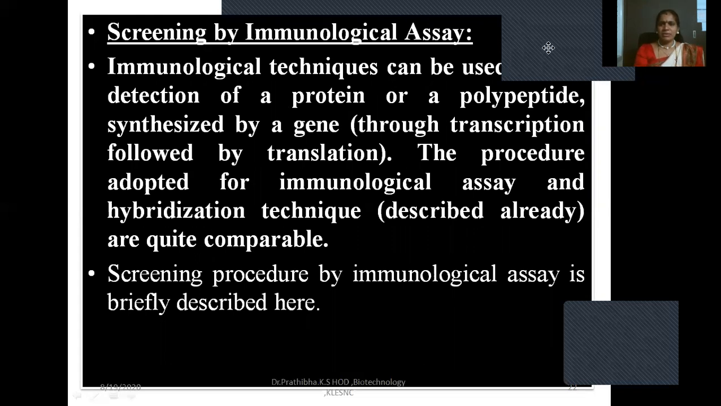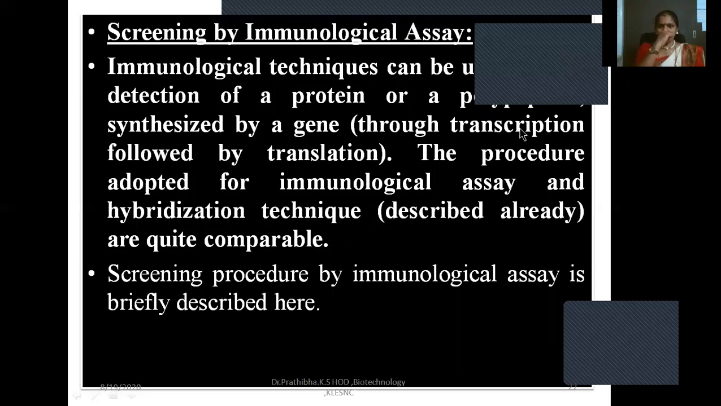Immunological techniques can be used for the detection of a protein or a polypeptide synthesized by a gene, that is through transcription followed by translation. Transcription is the process of formation of the mRNA molecule, and that mRNA molecule will further go through the process of translation. Translation means synthesis of a polypeptide chain or formation of the protein molecule, right? The procedure adopted for immunological assay and the hybridization technique, which was described in the previous slide, are quite comparable. The screening procedure by immunological assay is briefly described here.